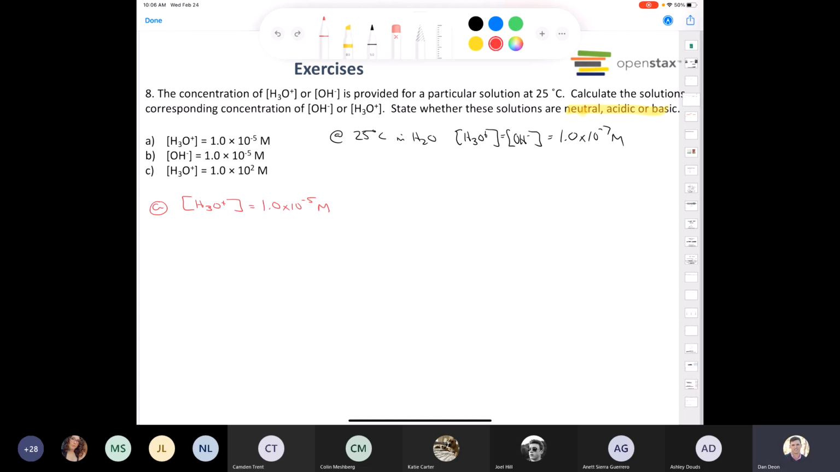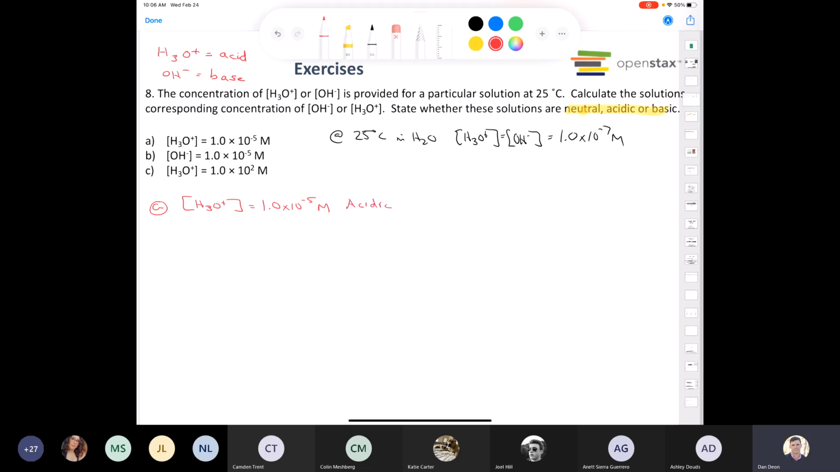And it's not a trick question. Would this solution be acidic or basic, just based off of the concentration of hydronium? It's acidic, exactly. Yeah, because hydronium, H3O plus, is an acid, and hydroxide is a base. So if the concentration of this is greater than the concentration of hydroxide, which we know it is already, we know that this is acidic.